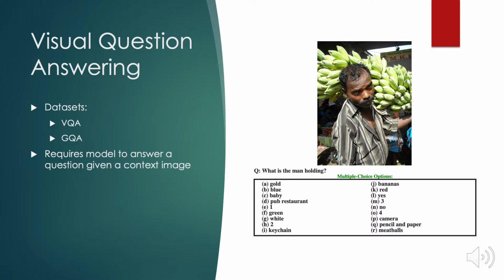So what are these tasks? We just talked about visual question answering. Here they looked at the VQA and GQA datasets, and the model has to look at a picture, figure out context, and answer a question. So as an example, what is the man holding? There are a few answers here, multiple choice options, and the model has to give a correct answer. In this case, I believe it's bananas.